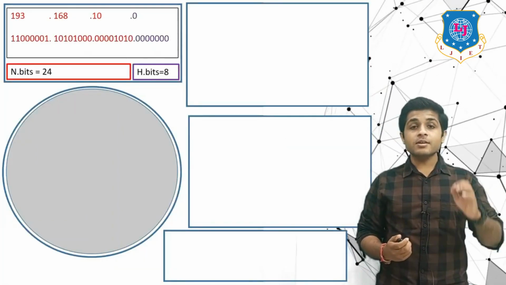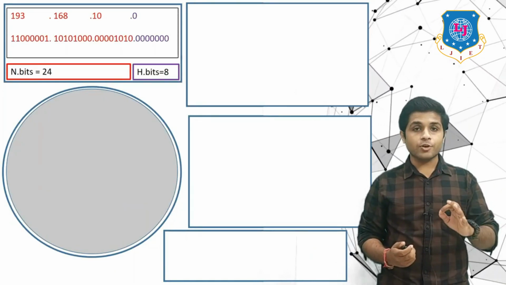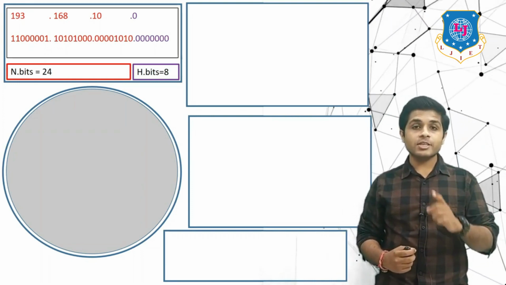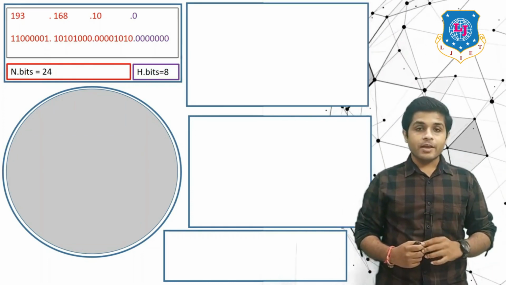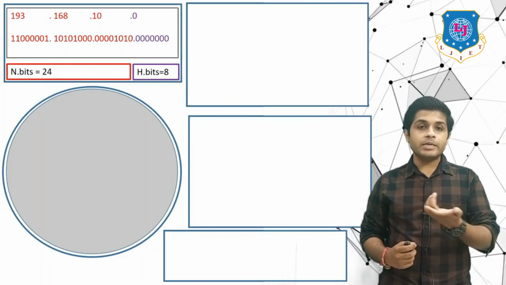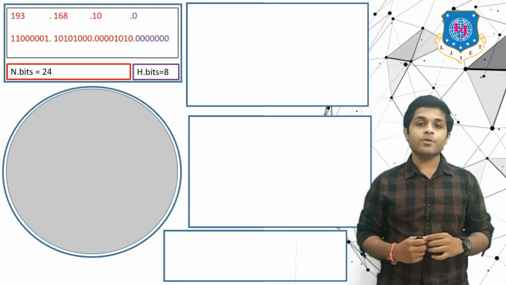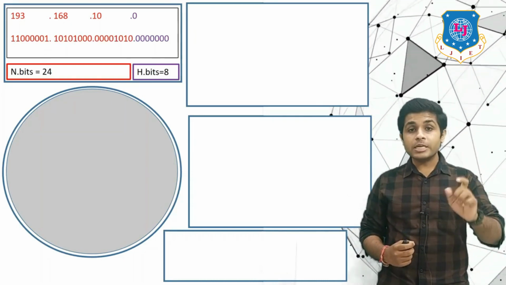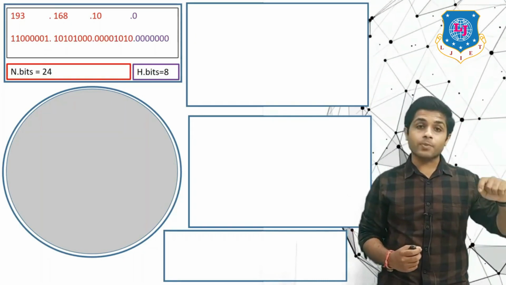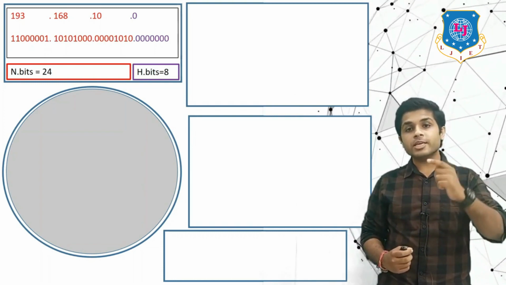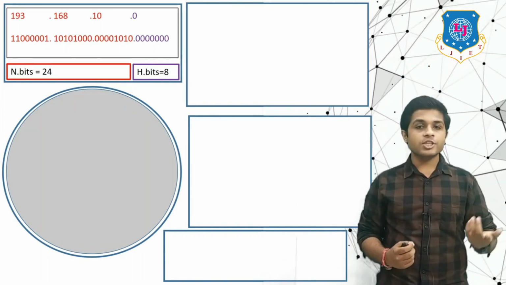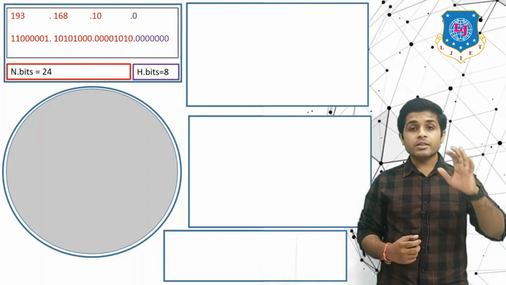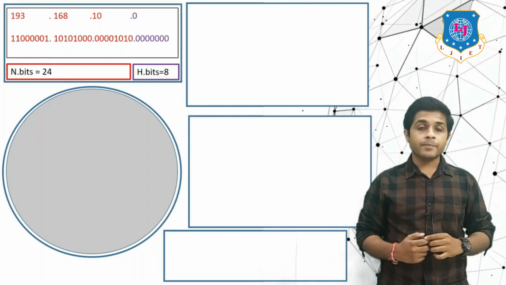Now this is the same IP address that we just saw. It is the one class C network, 193.168.10.0. And we know that by default 24 bits are for network and 8 bits are for host. We also know that the value of the network bits will remain the same throughout the network, and the value of the host bits will keep changing as the host changes. But now I want to divide this class C network into subnets.